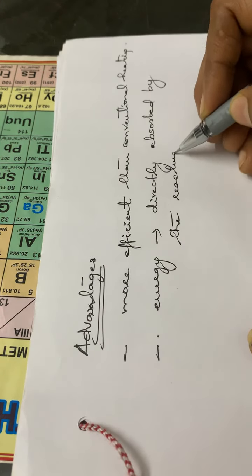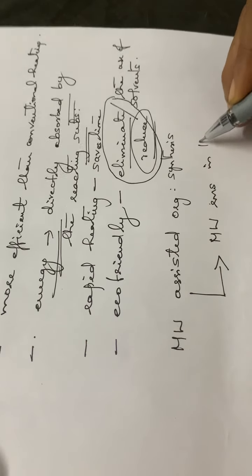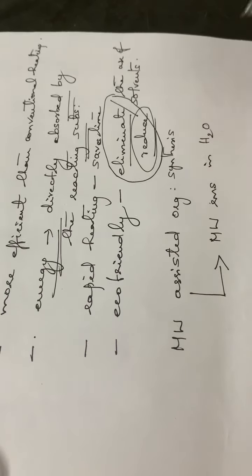The first one is the microwave assisted reactions in water. Then the second category is the microwave assisted reactions in organic solvents. Then the third one is the microwave assisted reactions in solid state. So these are the 3 main classifications of microwave assisted organic synthesis.